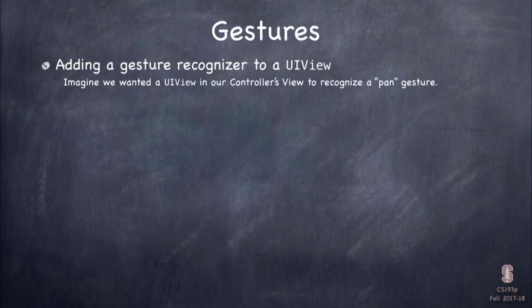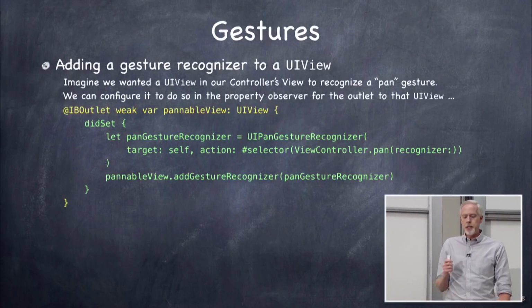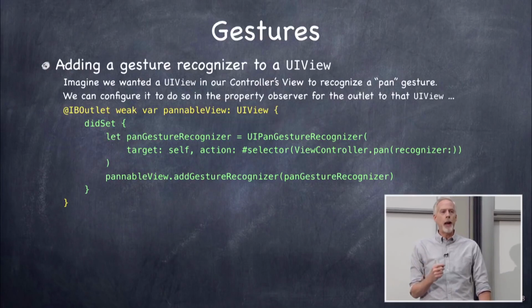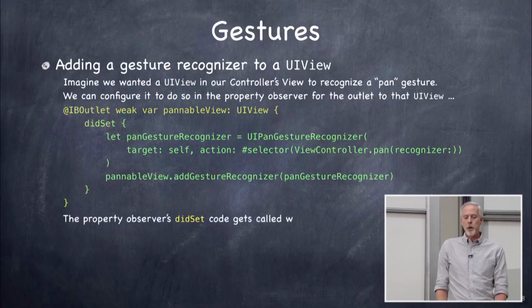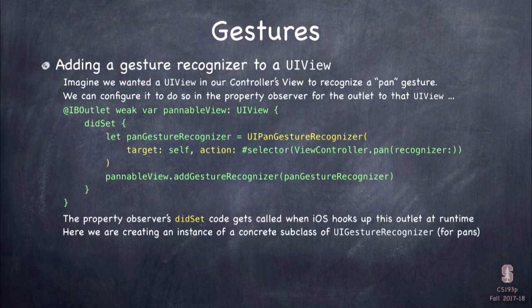So how do you add a gesture? The first part, how do you add a gesture to a view? How do you tell that view, start recognizing this? Well, usually we do this in the didSet of an outlet setter. So here I've got an outlet to some view that I want to recognize pans. Okay, it's some view and I want it to recognize pan gestures. So in the didSet of the outlet, remember this didSet is called when iOS wires up that outlet to the view that you want to pan. Then I'm going to create a concrete instance of UIGestureRecognizer called a UIPanGestureRecognizer.